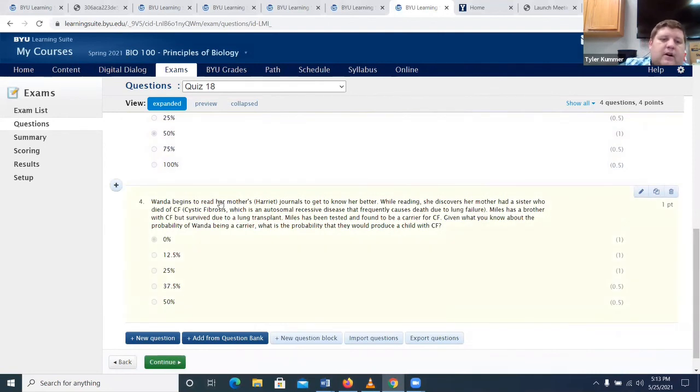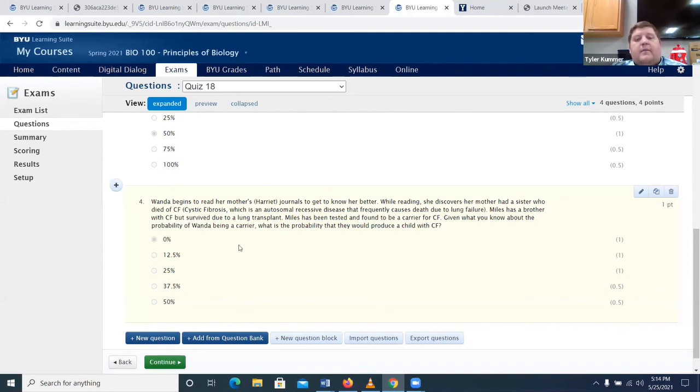All right. Wanda begins to read her mother's journals. We already read that. Given what you know about the probability of Wanda being a carrier, it was 50%. What is the probability they would produce a child with cystic fibrosis? So we find out that Miles has been tested and found to be a carrier for cystic fibrosis. Let me make sure I read that correctly. Okay, Miles has a brother with CF. Miles has been tested not to be a carrier. Yeah, this is all messed up. Okay, that's why I changed this.